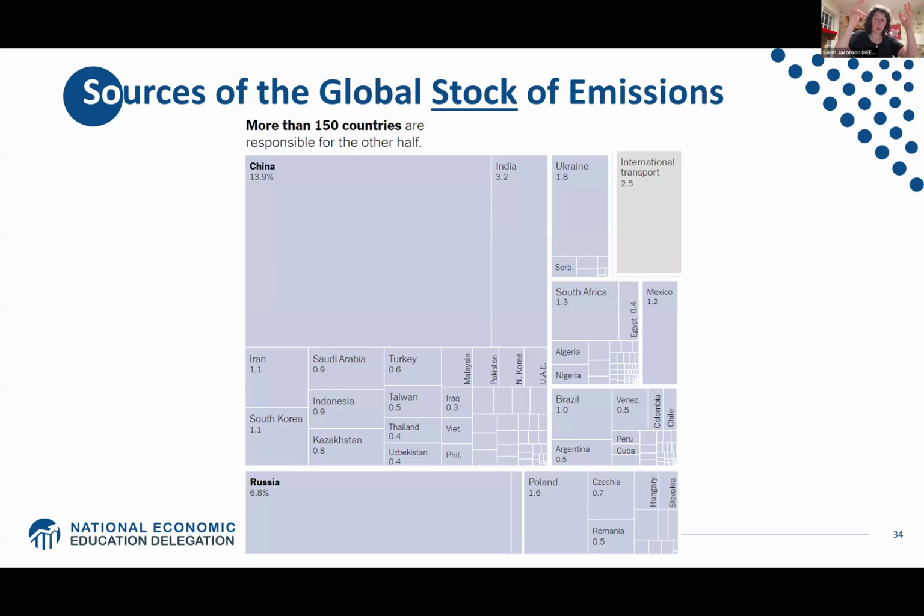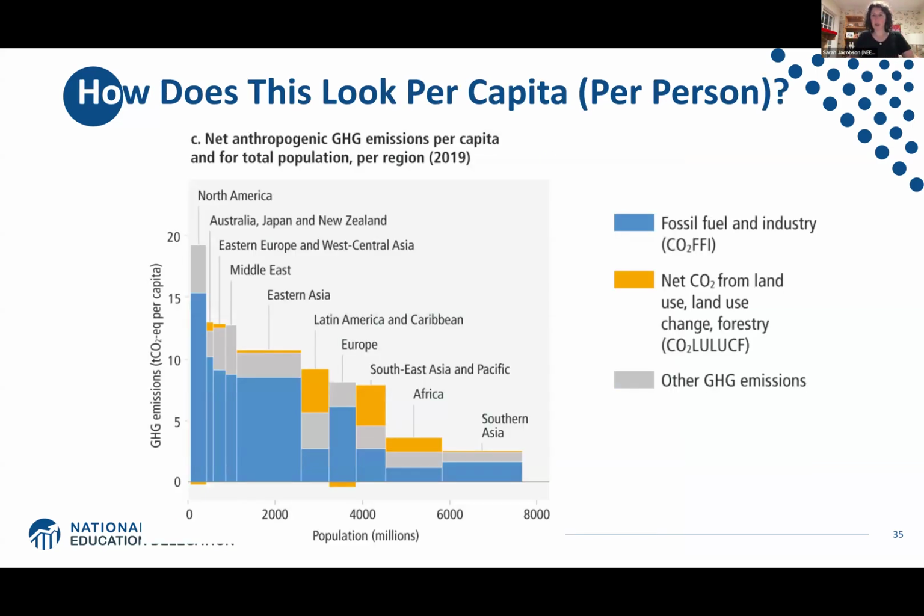But another but, you may know this, it's a lot of people in China. The US has a lot of people, China has a lot of people. So if we think about this in terms of adjusting for how many people are in the country, then we see a different story again. So this is a graph from the Intergovernmental Panel on Climate Change again.